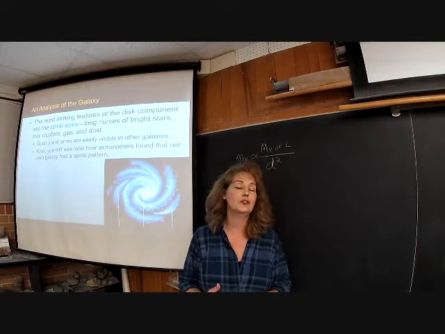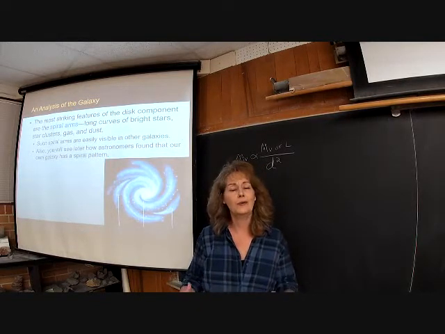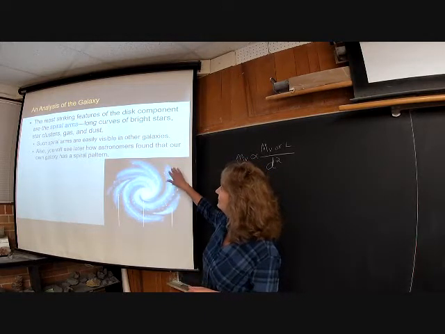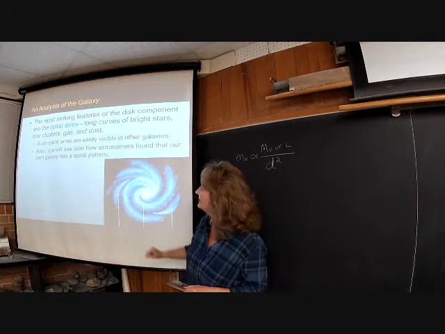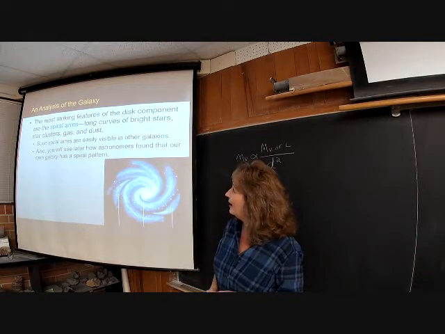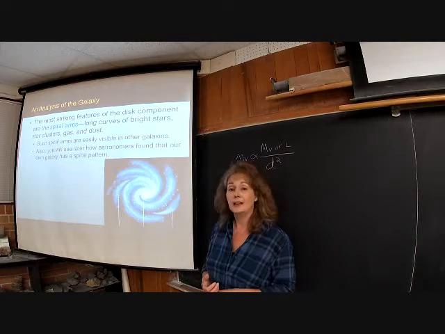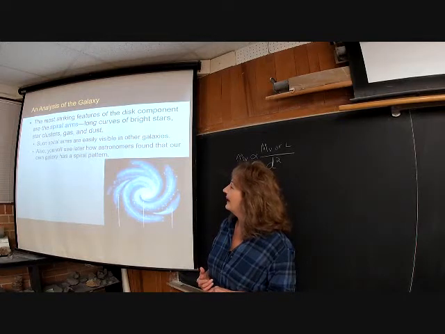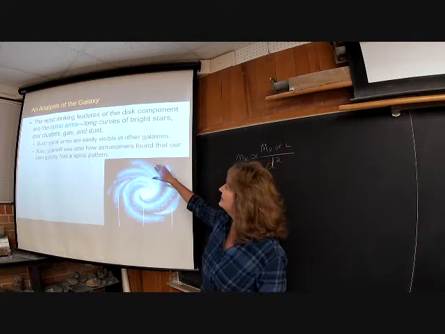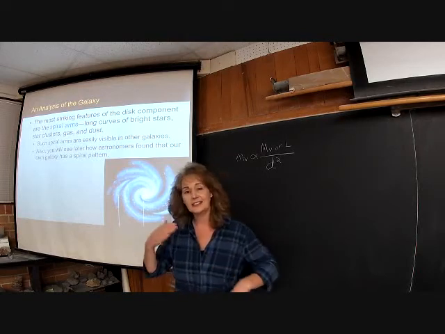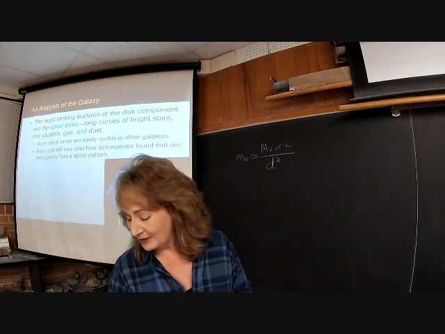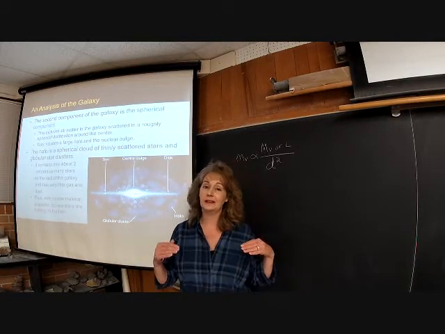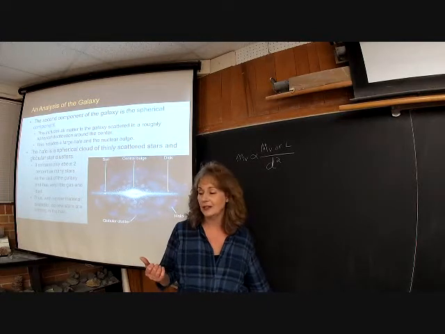So the most striking feature of the disk component is those spiral arms. In a spiral galaxy like ours, long curves of bright stars, star clusters, gas and dust are easily visible in other galaxies as well. So there are many that are spiral, but not all of them are spiral. And later, we'll see how astronomers found that our own galaxy has this spiral pattern to it. Okay, so that was all the disk component. Now they're talking about the second one here.